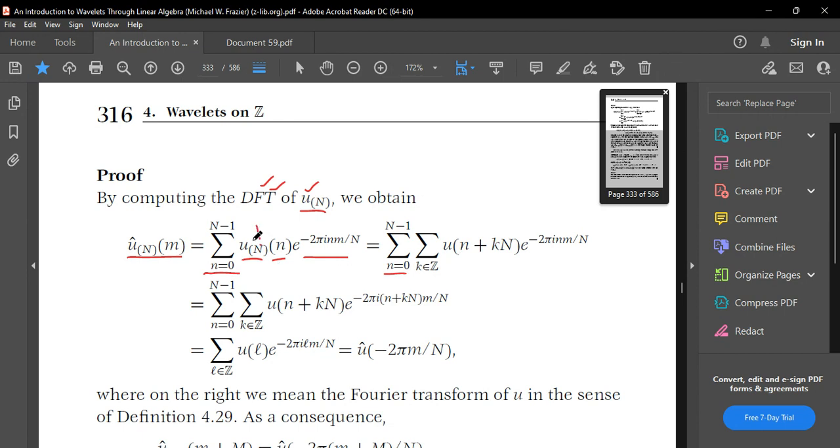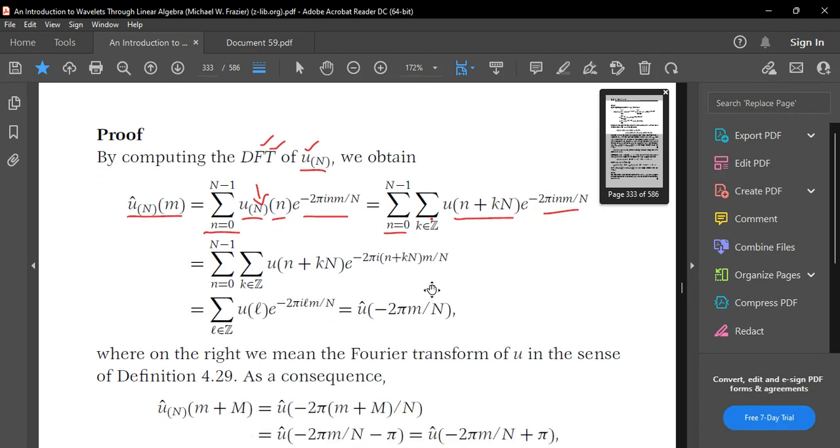What is u_N of n? u_N of n is equal to the summation k belonging to Z of u of n plus kN, and that is multiplied by e raised to minus 2 pi i n m by N. And this summation can be written as u of n plus kN times e raised to minus 2 pi i (n plus kN) m by N. How can this be written? This e raised to minus 2 pi i small n m by N is written here. The rest is e raised to minus 2 pi i k N m by N.